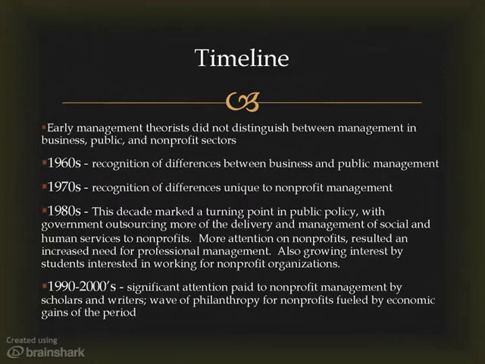So let's review a little bit of the timeline in the development of nonprofit organizations. In your book there is a more comprehensive history, but here's a synopsis of some of the timeline red letter dates. The early management theorists did not distinguish between management in business, public, and nonprofit sector. So there was really no distinguishing between those different categories. But in the 1960s, there was a recognition of differences between business and public management. And then in the 1970s, there was a recognition of the differences unique to nonprofit management.